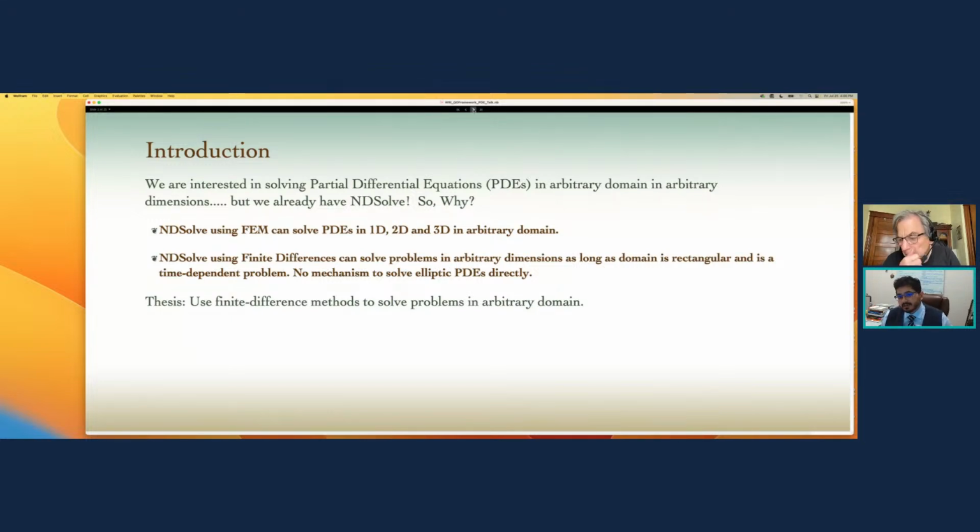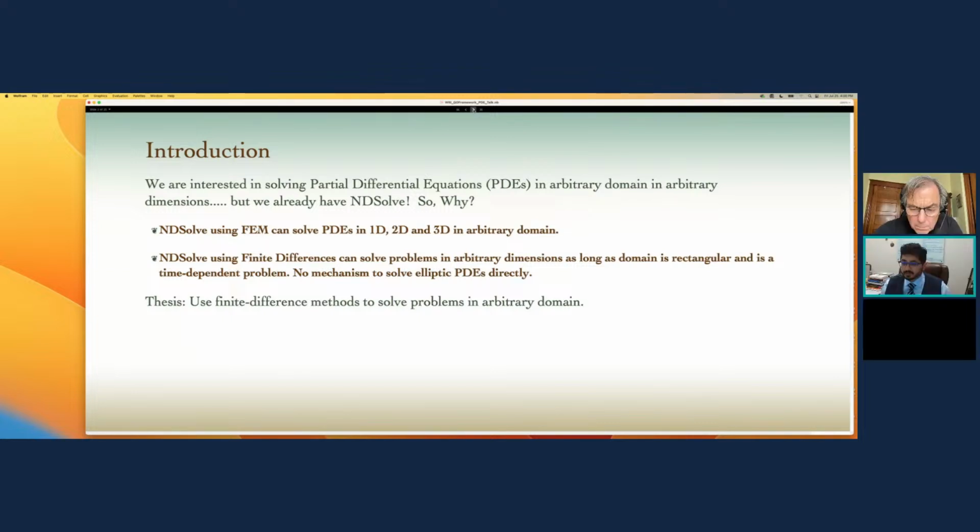The other method that is currently available is finite differences, and you can solve those problems in arbitrary dimensions, but the domain has to be rectangular, and it has to be time dependent. You actually can't really solve an elliptic PDE using finite differences directly in NDSolve. You have to do a little bit of coding yourself.